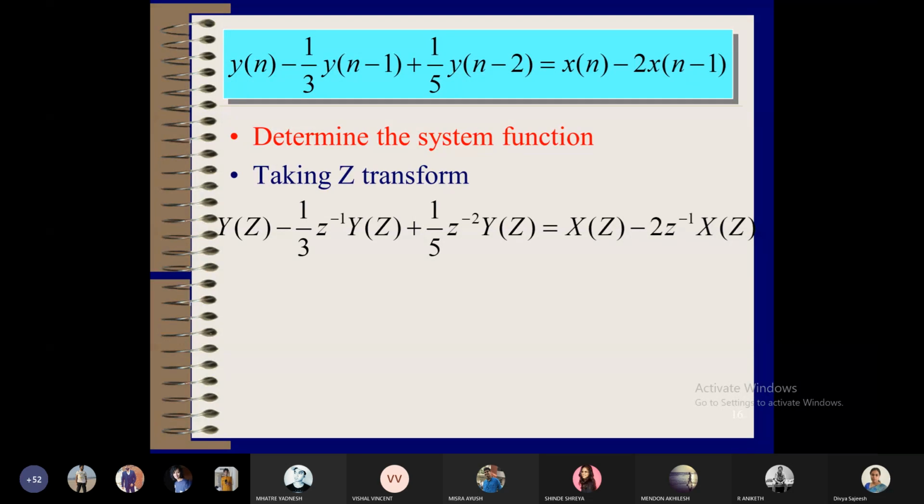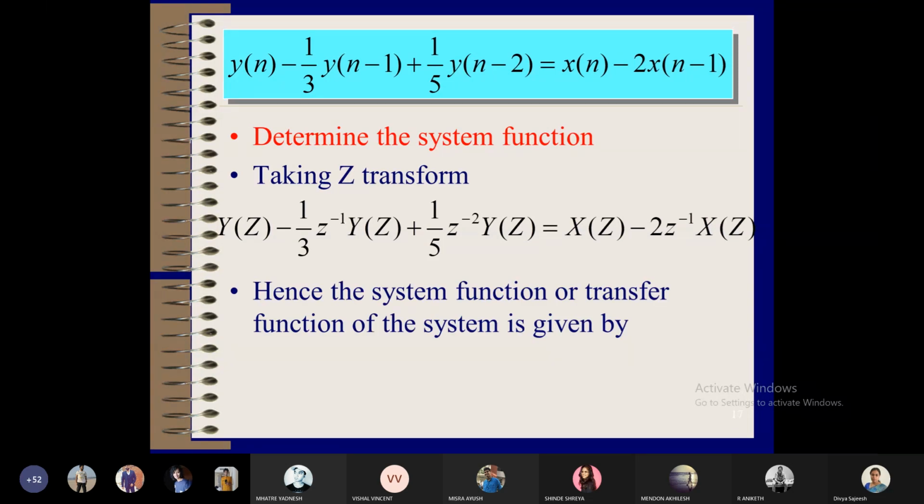Now the next step is to obtain the transfer function from this. So what you are supposed to do now here? You have to segregate Y of z terms and X of z terms, and you have to take the ratio. Yes, Y of z upon X of z. So the system function or transfer function of the system is given by H of z is equal to Y of z by X of z. So segregate all the Y of z terms and X of z terms and take the ratio.